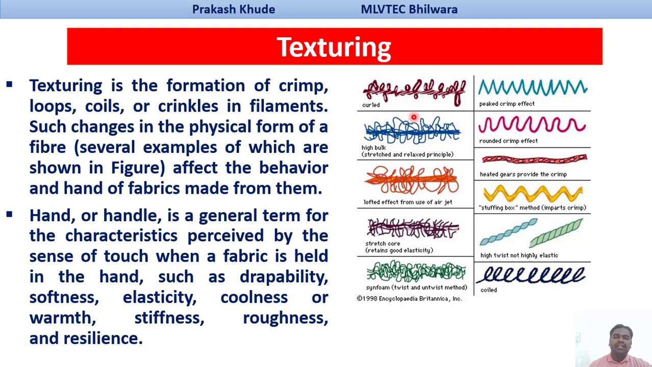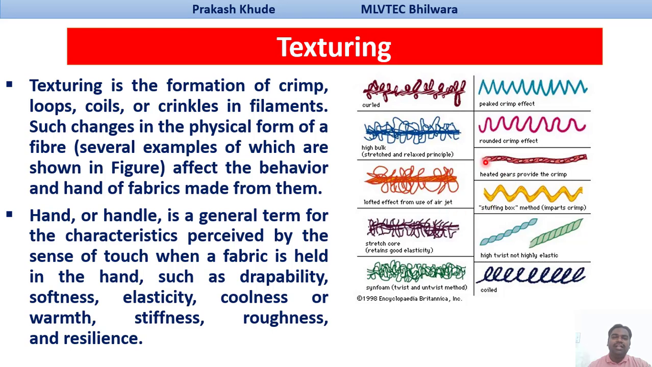Here we can see crimp fibers, curl fibers, high bulk and high stretch fibers, different types of fibers that will ultimately affect the behavior and the hand of fabrics if the yarns are used for manufacturing fabrics. Hand or handle is the general term for characteristics prescribed by the sense of touch when the fabric is held in hand, such as drapability, softness, coolness or warmth, stiffness, roughness, and resilience. These are the properties we notice when we handle or touch the fabric.